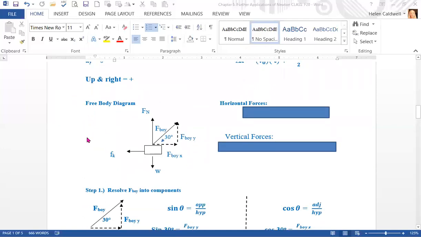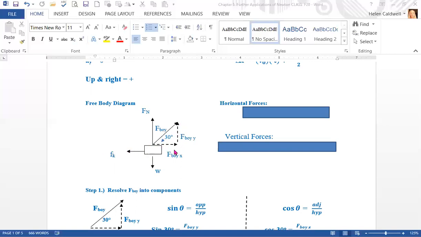And so what I have drawn in, here's our free body diagram. This is the box. The arrow pointing straight down is the weight. The arrow pointing straight up is the normal force. The diagonal solid arrow is the force of the boy, and he's pulling up and to the right. This little angle right here in the corner is the 30-degree angle. So he's pulling up and to the right. Friction pulls to the left.